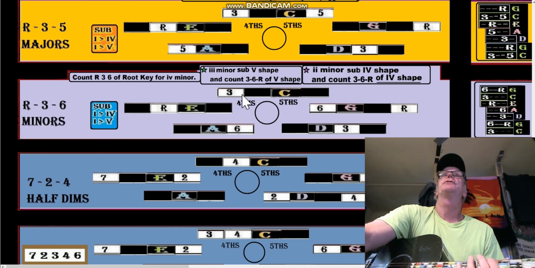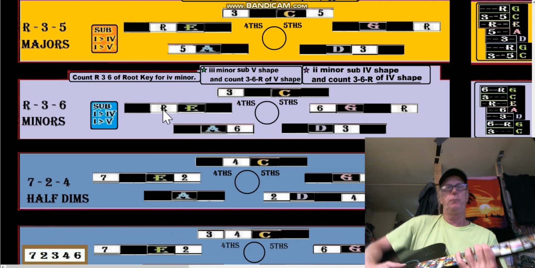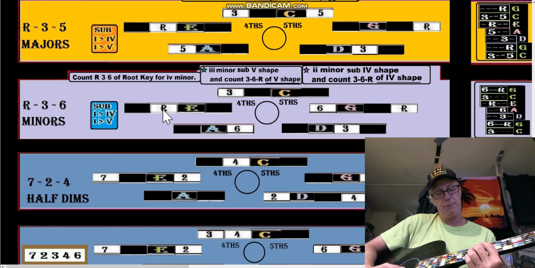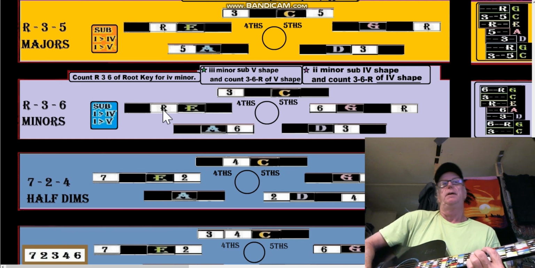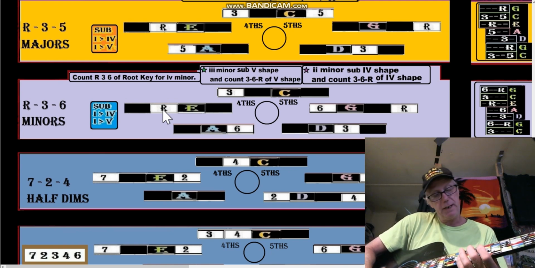Well, we could just do the string shapes and find out. We're going to start there, but I'll tell you right now, in G, if we're in an A-shaped root here, the second is going to be, the next shape up is C minor shape, and the third is going to be D minor shape. So we're going to have a D minor.